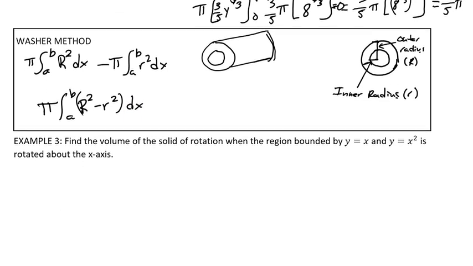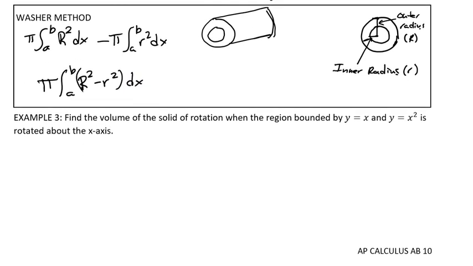And that is our formula we want to remember for the washer method. We have an outer radius and an inner radius, and we want to remember that. Okay, so find the volume of a solid of rotation when the region bounded by y equals x and y equals x squared is rotated about the x-axis.